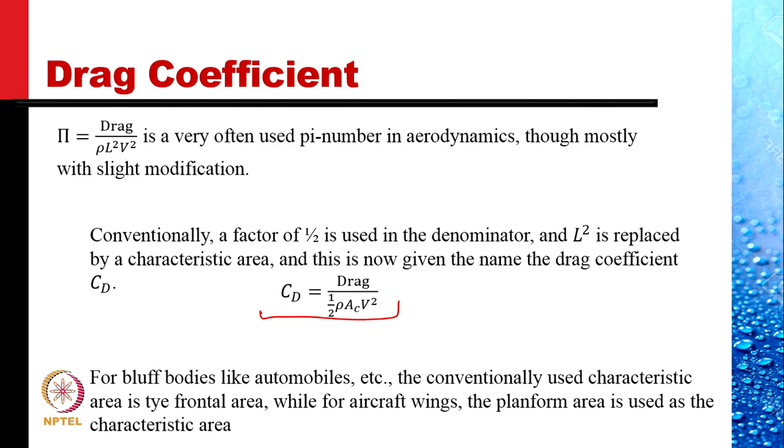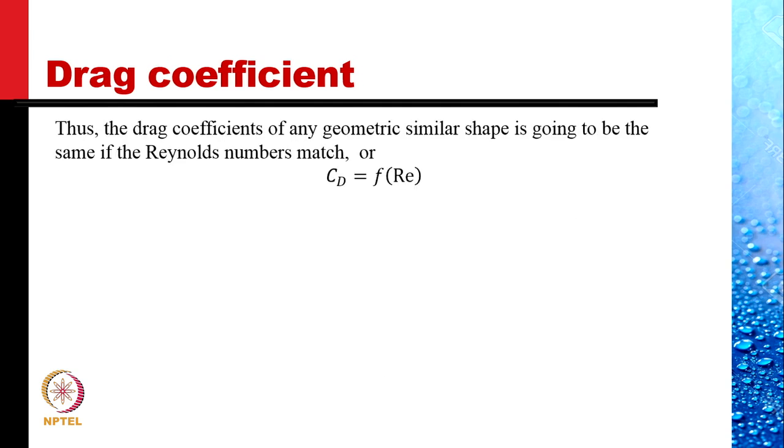For bluff bodies like automobiles, etc., the conventionally used characteristic area is the frontal area, the area that meets the flow in the face. While for the aircraft wings, the planform area of the wing is used as the characteristic area. Thus, the drag coefficient of any geometrically similar shape is going to be the same if the Reynolds numbers match. That is, CD is a function of Reynolds number for same geometric shape.